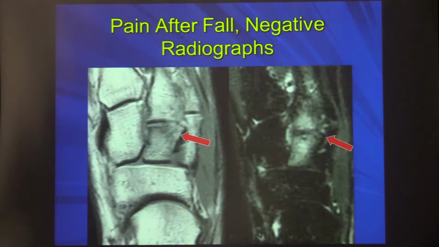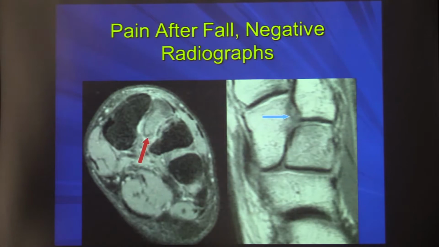Here are some examples. Patient with pain after a fall and negative radiographs. And you can appreciate that there are contusions in the middle cuneiform and base of the second metatarsal. Next set of images, we can again see the second metatarsal base contusion, but the blue arrow indicates that the Lisfranc ligament has been disrupted, or at least severely sprained.